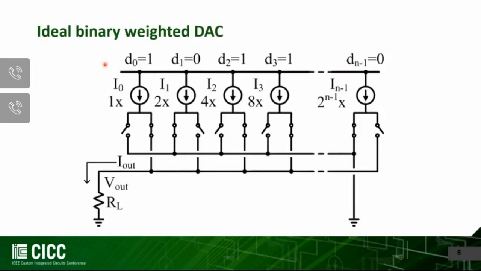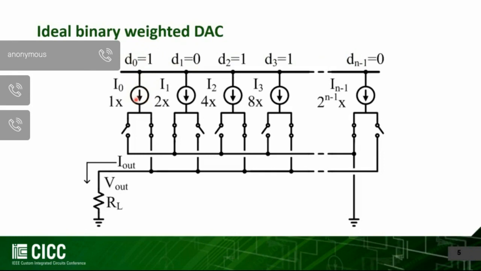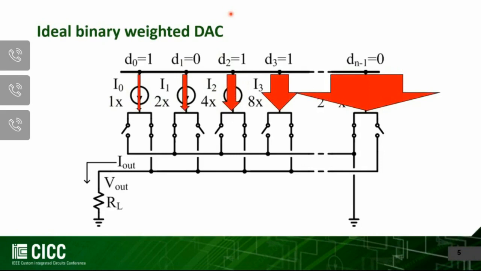The most straightforward implementation of a current steering DAC uses an array of binary weighted currents. The bits D0, D1, all the way to Dn-1 represent the input code to the DAC. Each bit is associated with a current that is sized accordingly. The least significant bit is D0, and it corresponds to I0. The next bit up is D1, which corresponds to current I1, and I1 is 2 times the size of I0. The next bit up is D2, associated with current I2, and current I2 is 4 times the size of I0, and so on and so forth.